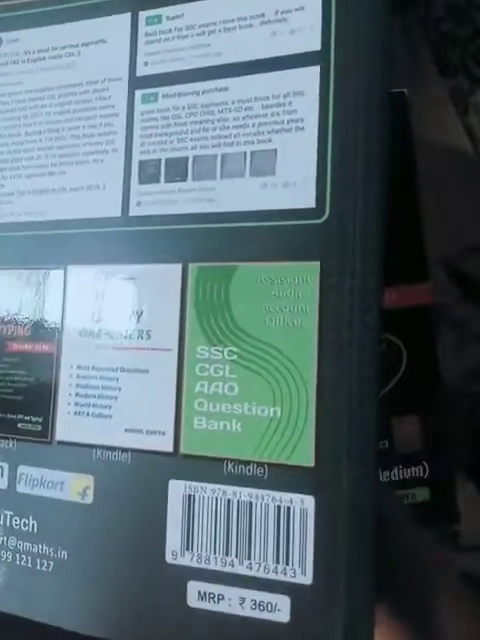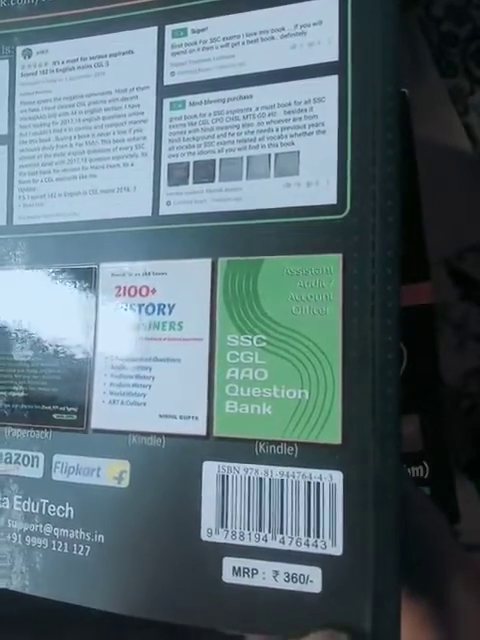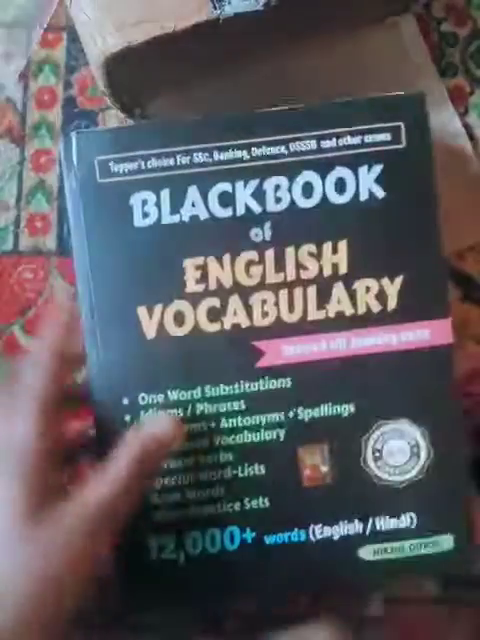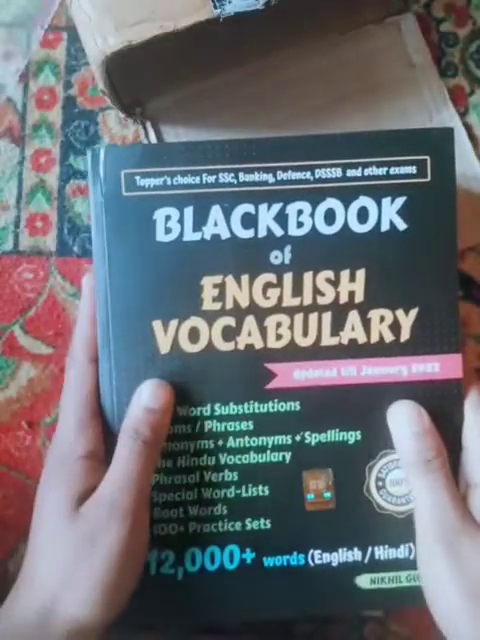Also the author of this book is Nikhil Gupta, and the price is 360. You can see these are the two books which I bought from Amazon. These are very important books for the competitive exams.